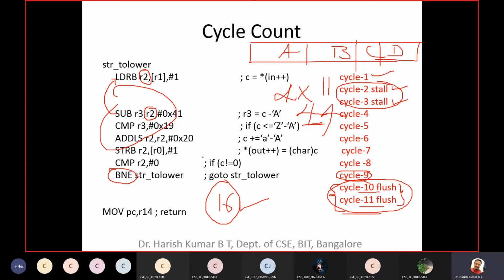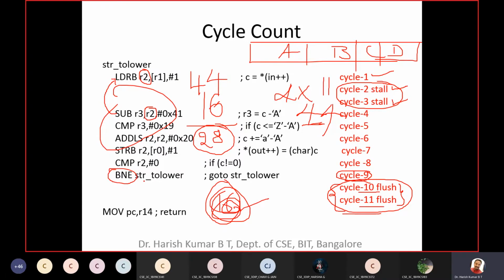Hope you people are able to understand. And if you do 44 minus 16, how much is it? 28. Only 28 clock cycles are useful clock cycles, and these 16 clock cycles are used for dealing with the pipeline stalls and the branch instruction. Hope you people are able to understand.